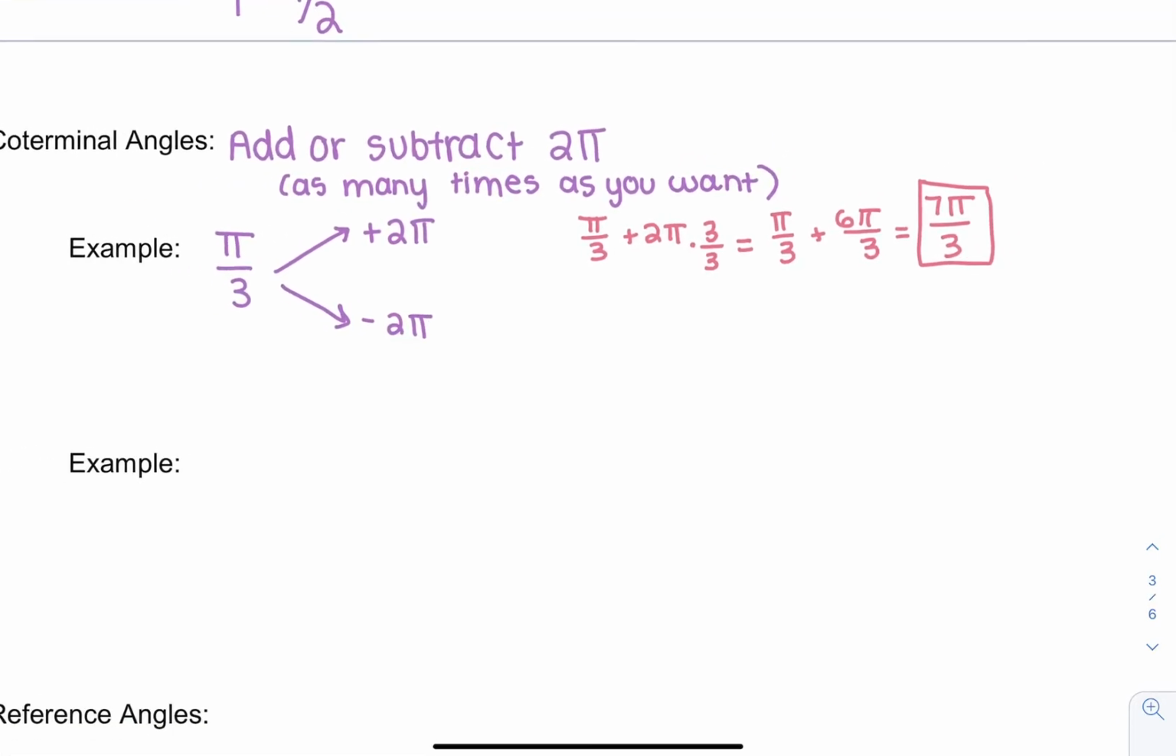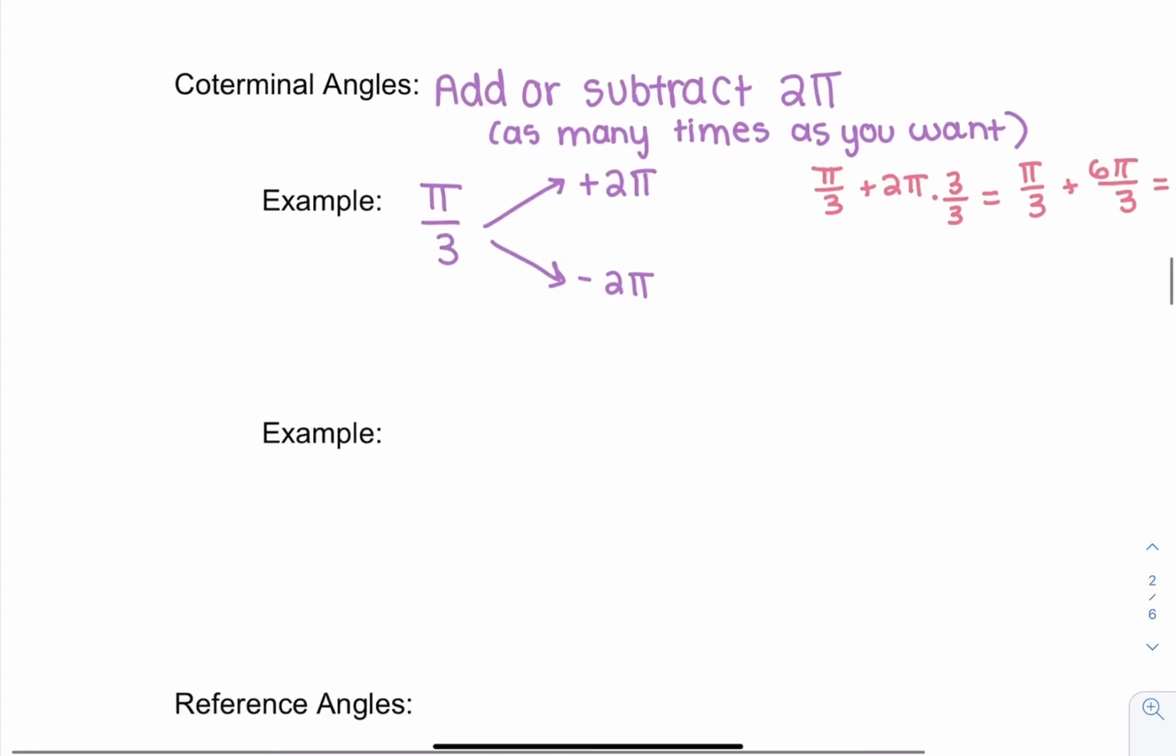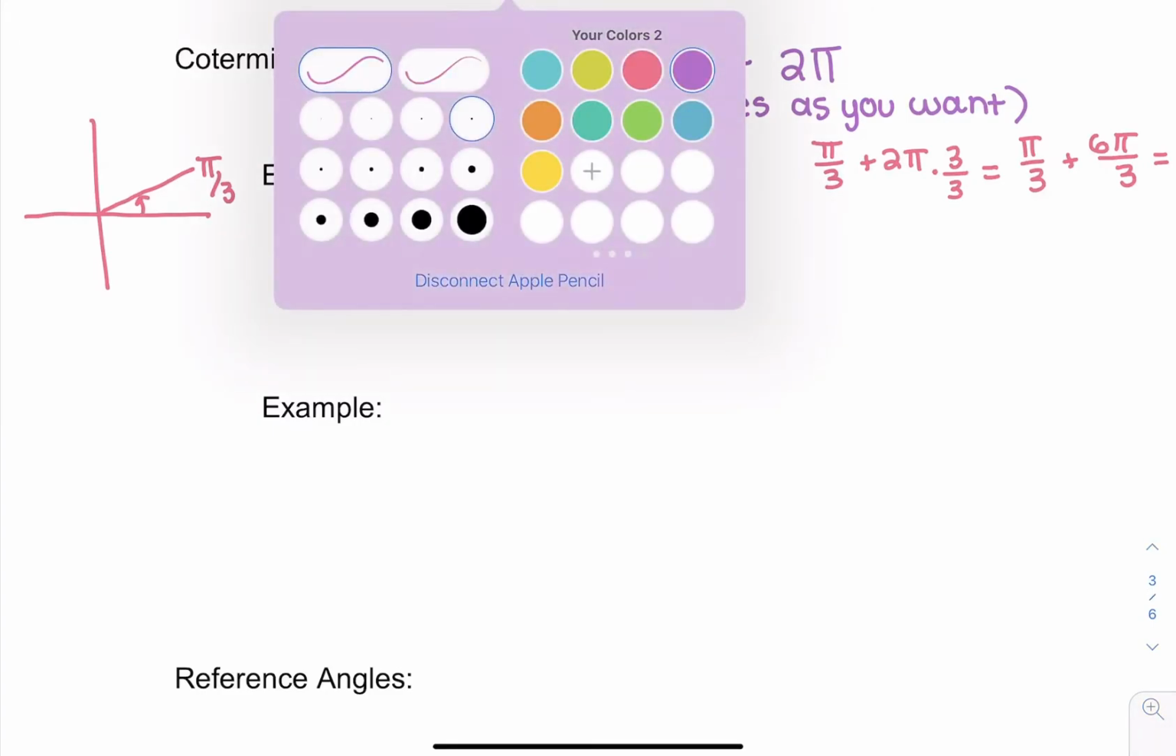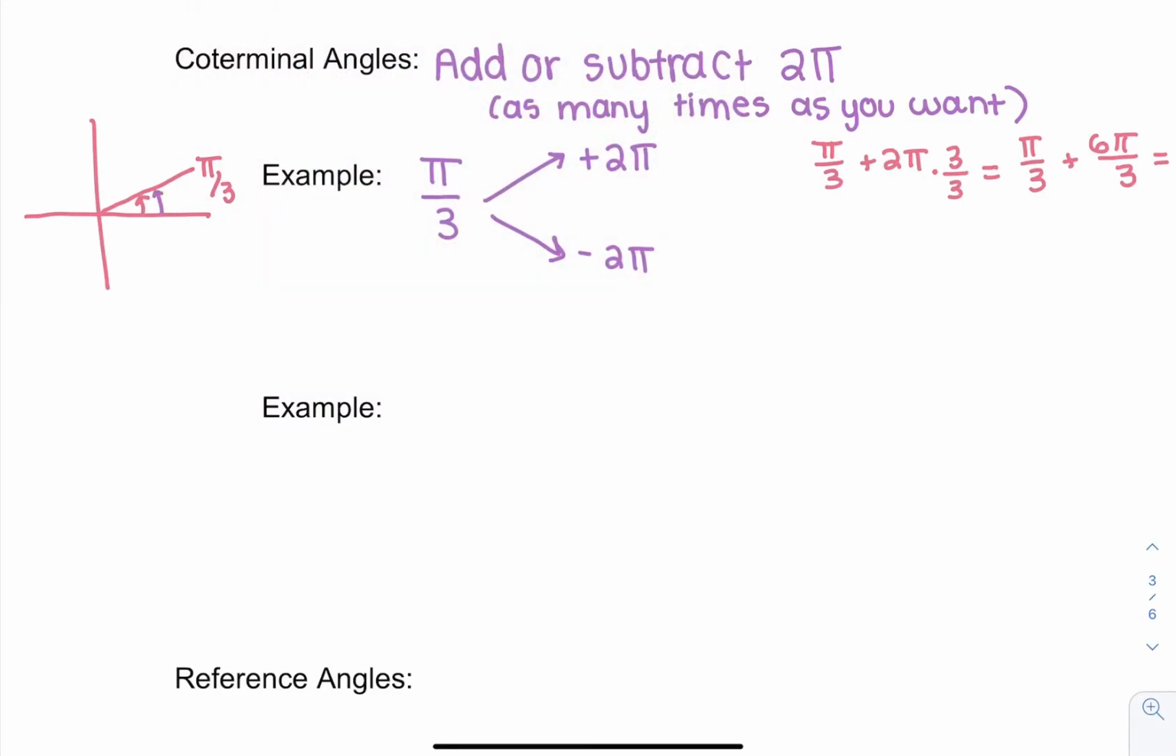So what this looks like on a graph, pi over 3 is about 60 degrees. So here's pi over 3. If I spun pi over 3 and then spun an additional 2 pi, I'd end up at 7 pi over 3.